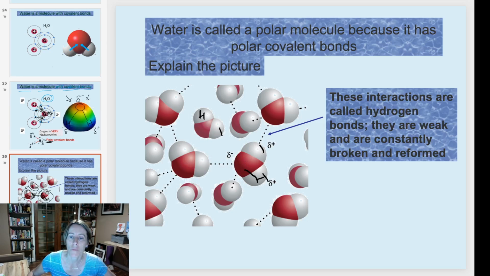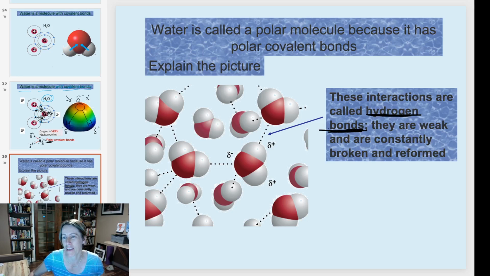The dotted lines represent weak attractions, like really weak magnets that are attracting each other over a distance. And it's very weak because the charges are pretty small. It's not a complete positive and a complete negative attracting together. It's a little bit positive and a little bit negative, weakly pulling together, like not very strong magnets. Those weak attractions we show as dotted lines, and they are called hydrogen bonds.